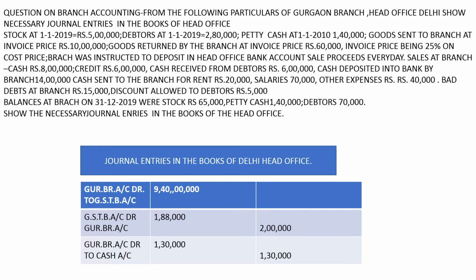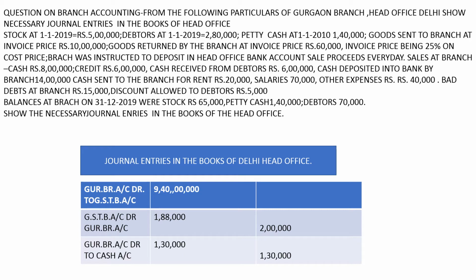Here you are given invoice price, but loading is 25% on cost. So we will presume cost price 100, profit or excess 25%. The total would be 125. On 125 it is 25 upon 125, that is 1 by 5. By making it 1 by 5 we can find out the loading.